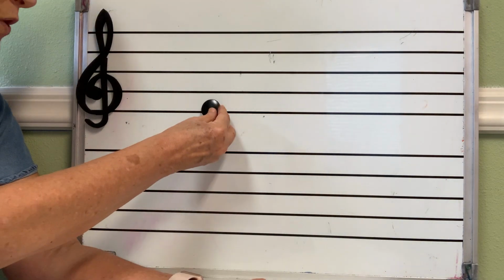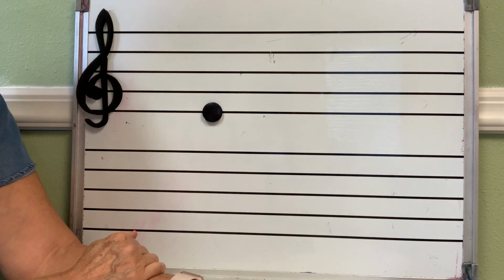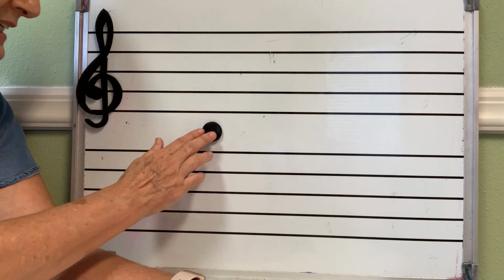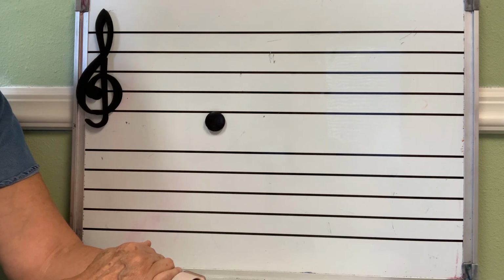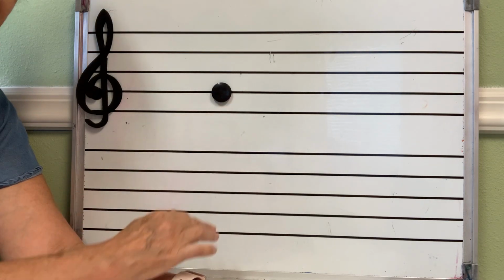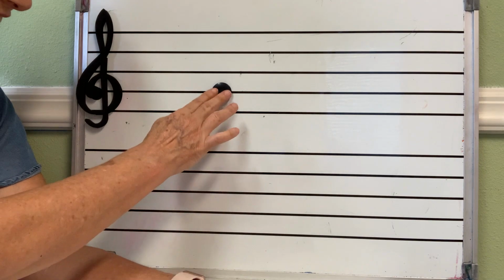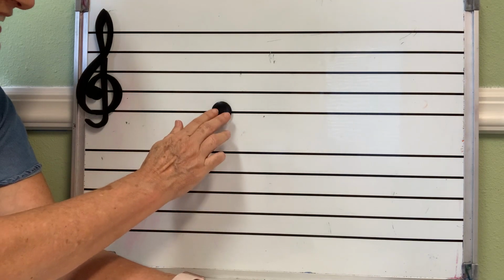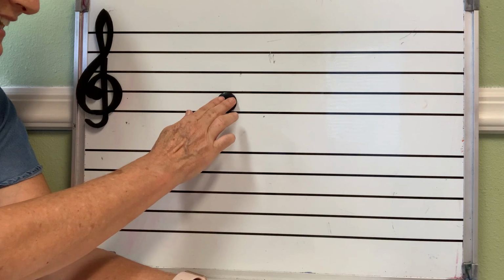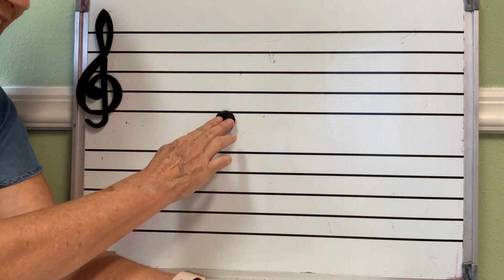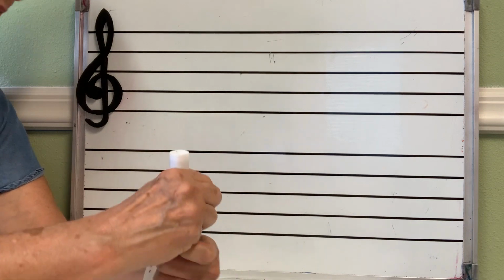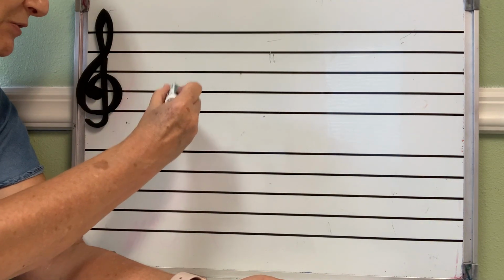Who's this one? E. How about this one? C. Outside of the lines is always C. And that one? D. F. G. E. G. E. F. D. G.